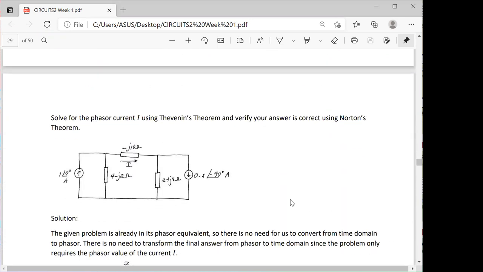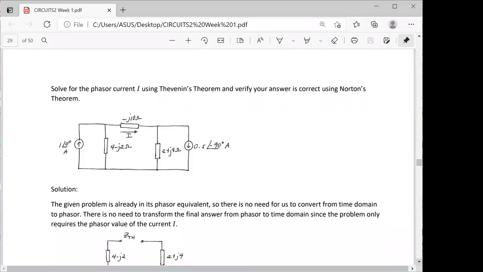So we have this problem. In this problem, we are asked to solve for the phasor current, capital I here, using Thevenin's theorem and verify using Norton's theorem.